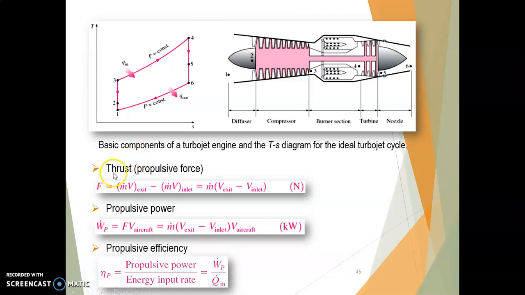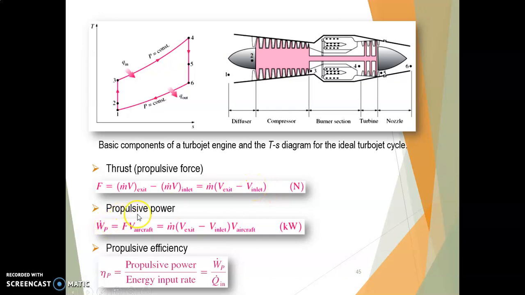So based on this, we can find the thrust, which is force equals mass flow rate multiplied by the velocity for the exit, and the mass flow rate with the velocity inlet. We have the differential between both of them. Because we have one inlet and one outlet, the mass flow rate will be the factor between both of them, calculated by the differential of the velocity.